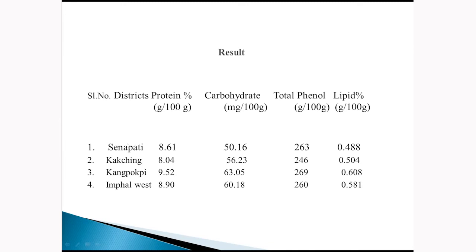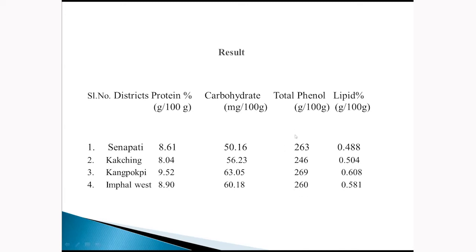So from this table, we can understand that the maximum amount of protein is present in those potatoes which are collected from the Kangpokpi district. And then for carbohydrate, the minimum amount is present in those samples of potato which are collected from the Senapati district. And finally, for the phenolic content, it is almost the same.